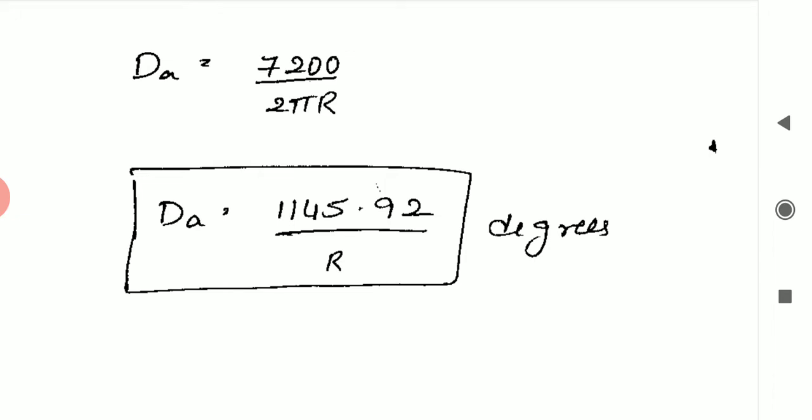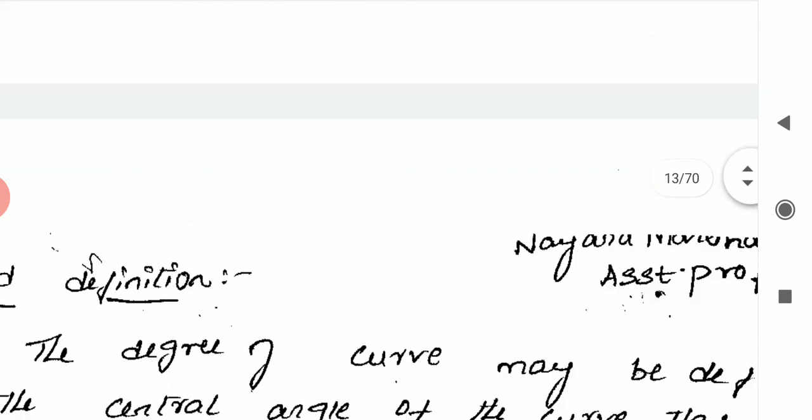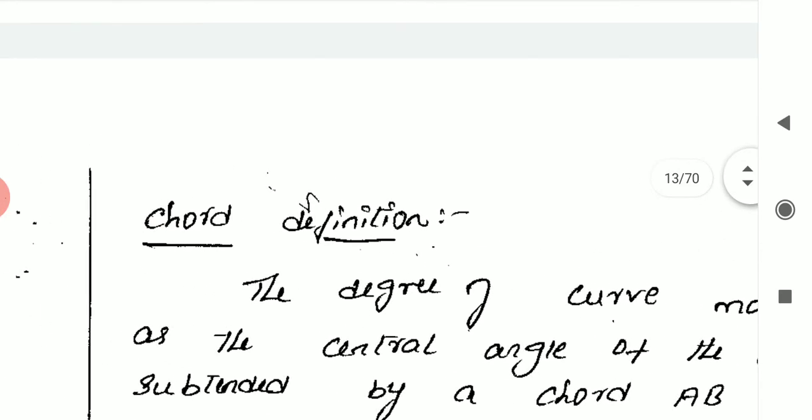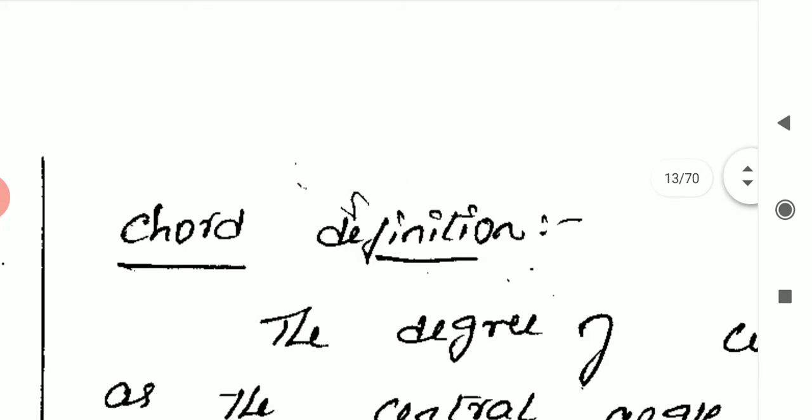Okay, next one is chord definition. The chord definition is nothing but the degree of curve defined as the central angle of the curve that is subtended by a chord AB of length 30 meter. This definition is followed almost in railway practice. Okay, see here.